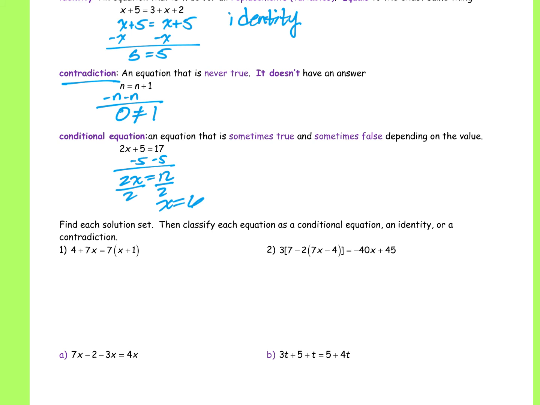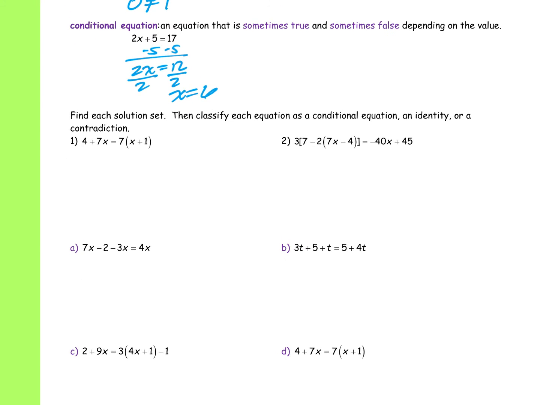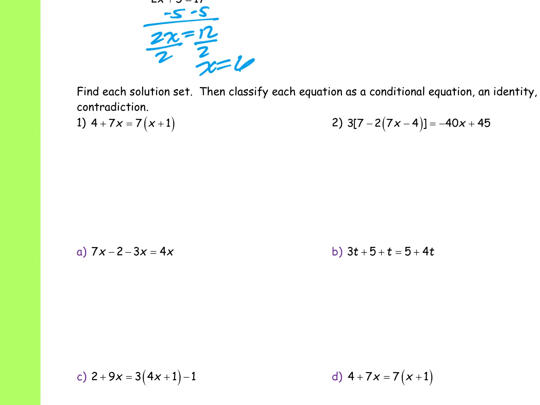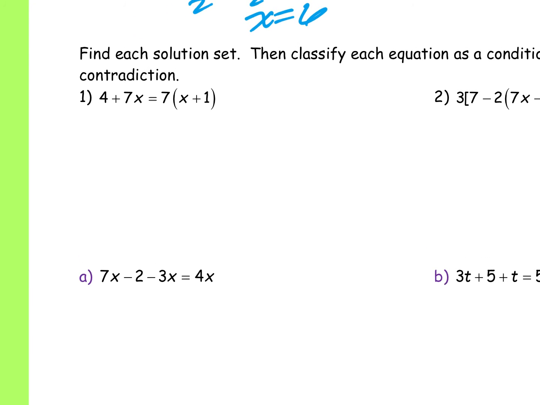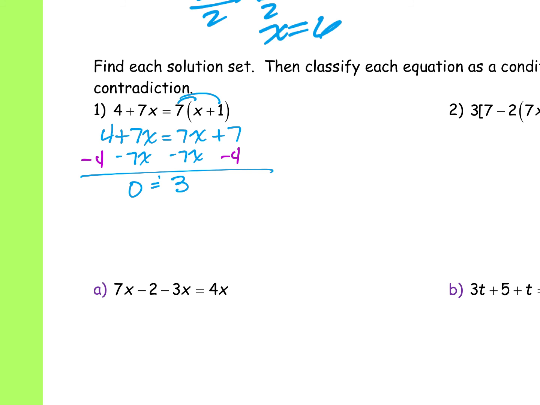That's a conditional equation. Okay, so we're going to find each solution set, then classify each equation as a contradiction, an identity, or a conditional equation. So we're just going to solve them, and then we're going to say what they are. That's it. So if I distribute this through, I get 4 plus 7x equals 7x plus 7. I'm going to subtract 7x, and I'm going to subtract 4. So I get 0 equals 3.